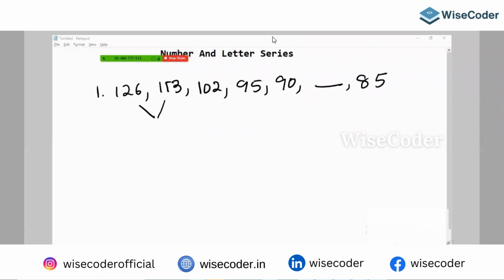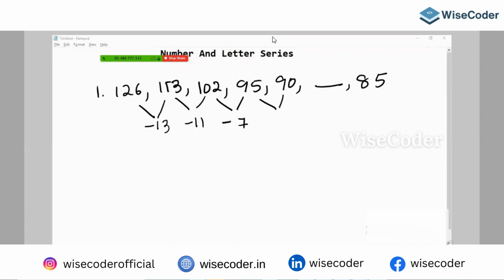126, 113: the difference is minus 13. 113, 102: it is minus 11. 102, 95: look at the difference, it is minus 7.